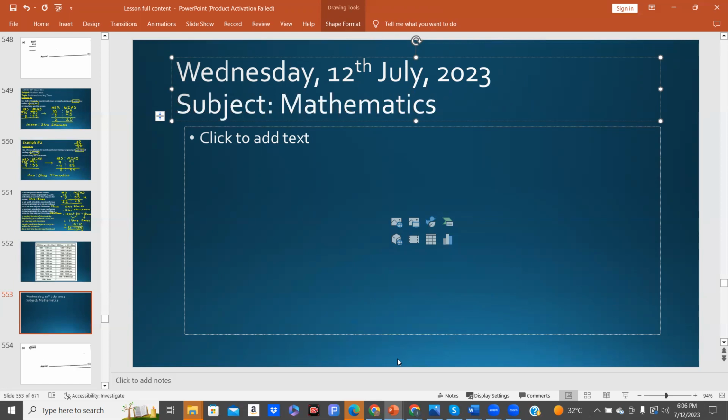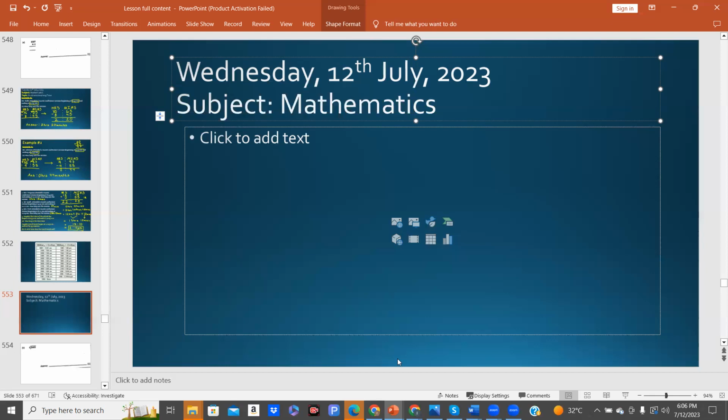Can anyone remember what we did yesterday? What was our main topic? We were dealing with time. Time, very good. In particular, we were looking at how to borrow time, how to subtract it, and also a little bit of how to add it.